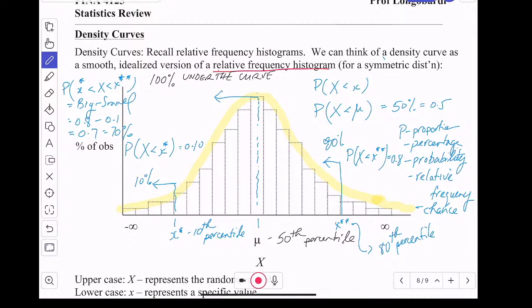Okay, so those are the mechanics. This is what you can do with a density curve. What's another name for X**? It's the 80th percentile, but every position along here, because it's a continuous distribution or just because it's a number line, I can think about what it's greater than, but I can also think about what it's less than. What's another name for X**? What's another name for X*?